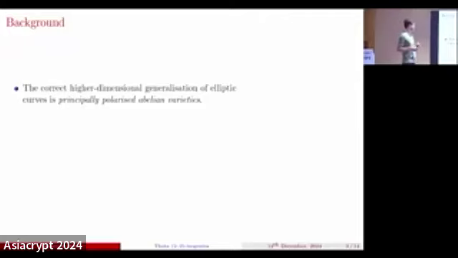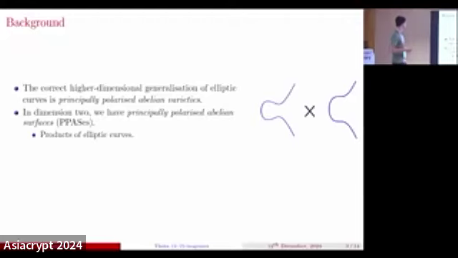Let me give some background, because in the case of dimension 2, things are a little bit more explicit than in general dimension. In the case of the SIDH attacks, what we needed was a generalization of elliptic curves to higher dimension. A natural generalization of elliptic curves to higher dimension is principally polarized abelian varieties. Many complicated words, but in the case of dimension 2, we actually have some concrete description.